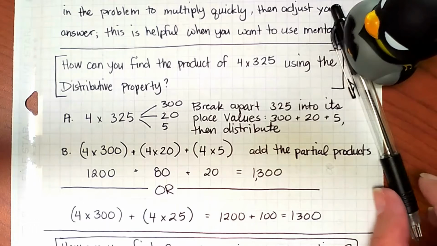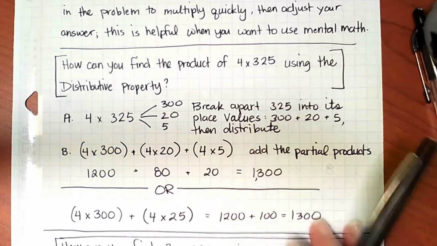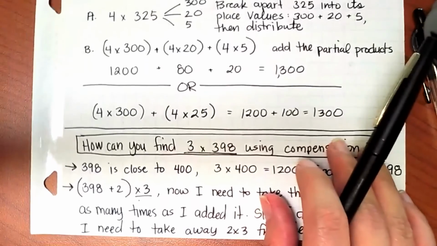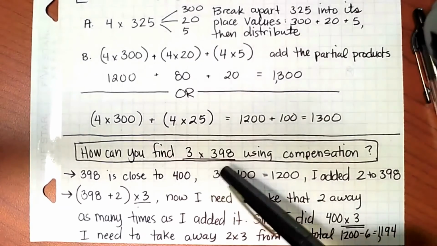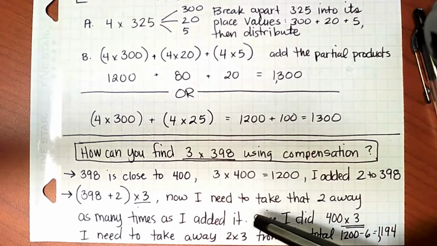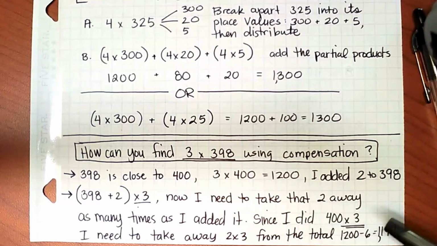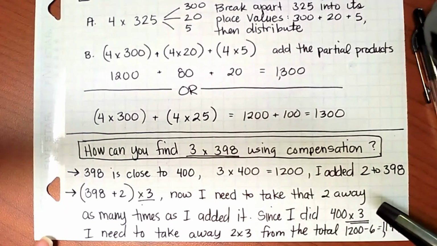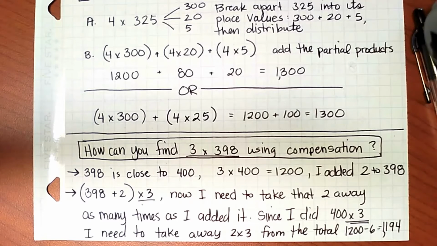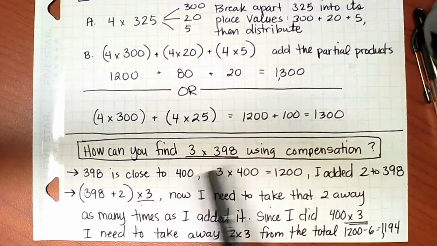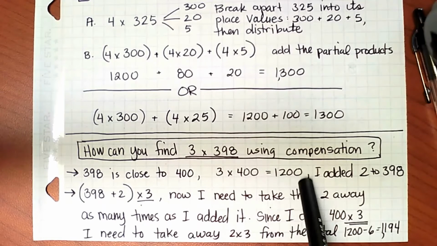Now, my next example uses compensation. So how can I find the product of 3 times 398 using compensation? So remember, with compensation, what we're doing is we're going to adjust our number in the beginning to make it easy to work with. And then we're going to adjust the answer afterwards to make sure we get back to our actual correct answer. So I know that 398 is close to 400. So I can do 3 times 400 is 1200.